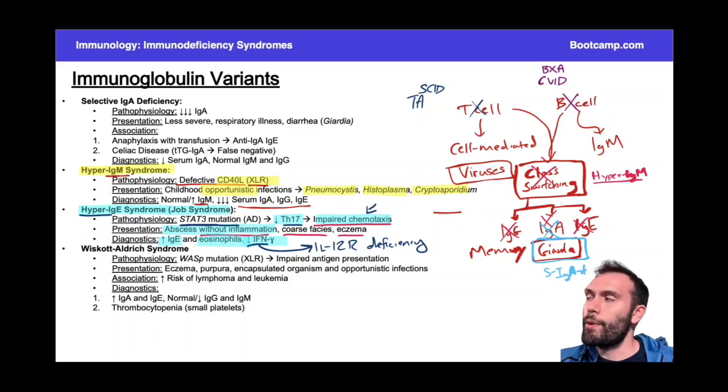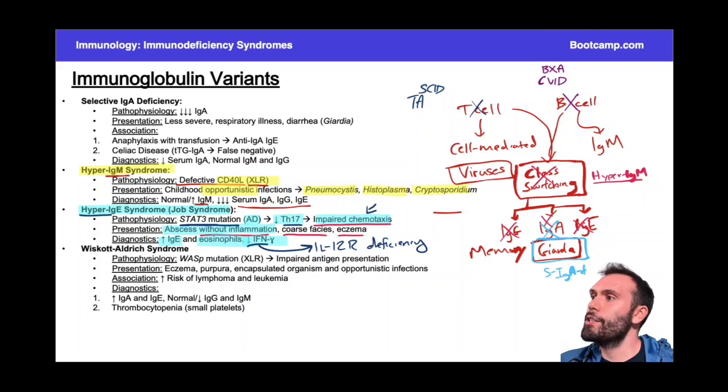Okay, and you don't need to really know any more than that. You do want to know that this is autosomal dominant. Remember, you want to remember the diseases that have the more unusual inheritance patterns. So remember, hyper IgM, X-linked recessive; hyper IgE, autosomal dominant.